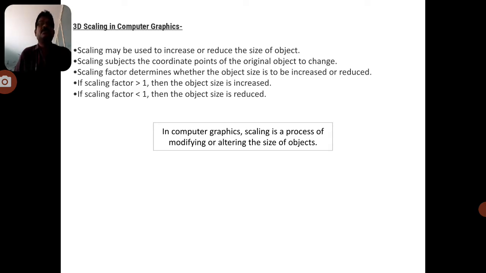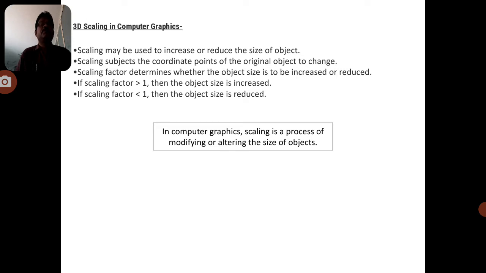Here you can observe the scale is based on the scaling factor only. If the scaling factor is greater than 1, the object size is increased. If the scaling factor is less than 1, then the object size is reduced. So based on the scaling factor only we can decide whether the object is increased or decreased. So scaling is nothing but modifying or altering the size of the object.